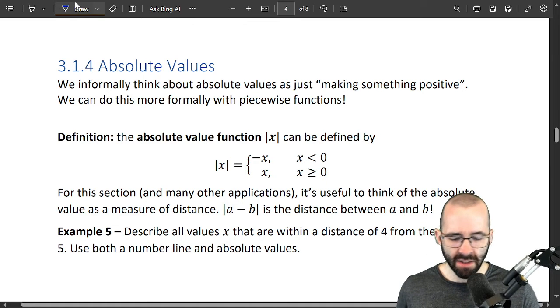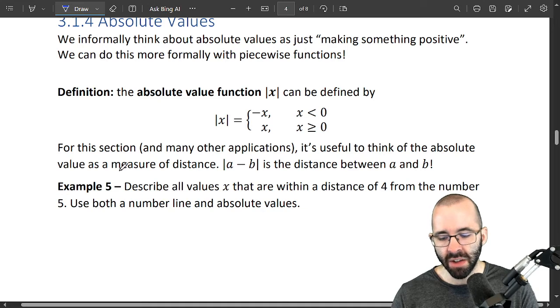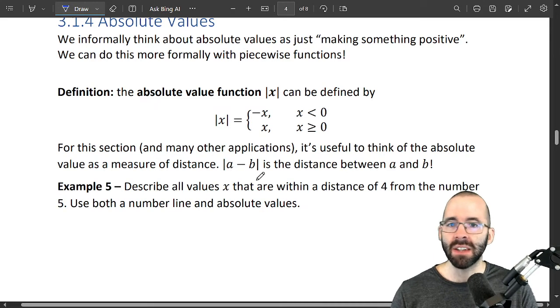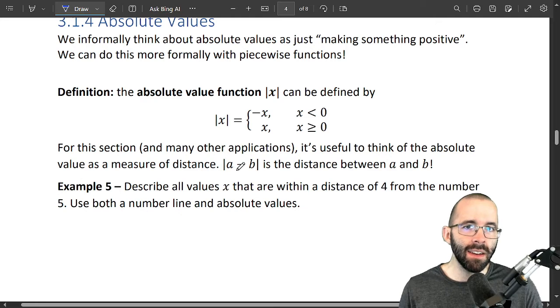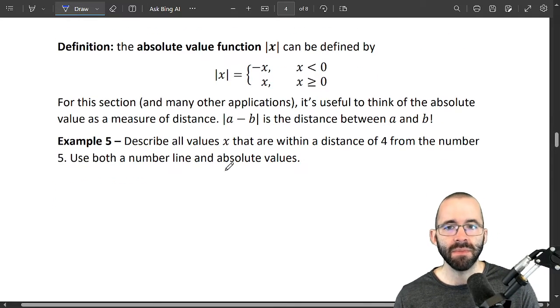So for this section and for a lot of other applications, it's going to be useful to think of the absolute value as a measure of distance. So the absolute value of a minus b is the distance between a and b. It's the difference between them, a minus b, and distance is always positive. So that's why the absolute values are there.